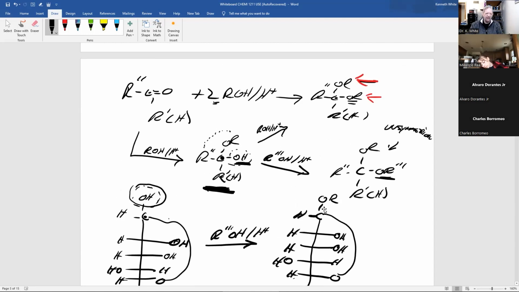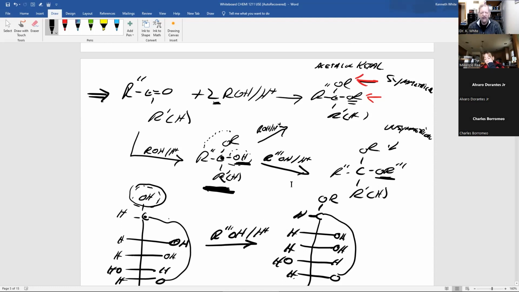Let's go through it again. Here, you learn aldehyde or ketone, two alcohols. You form the acetal or ketal, which I never asked you to learn the names, but I use them. And the R groups are the same on the oxygens, so it's symmetrical.